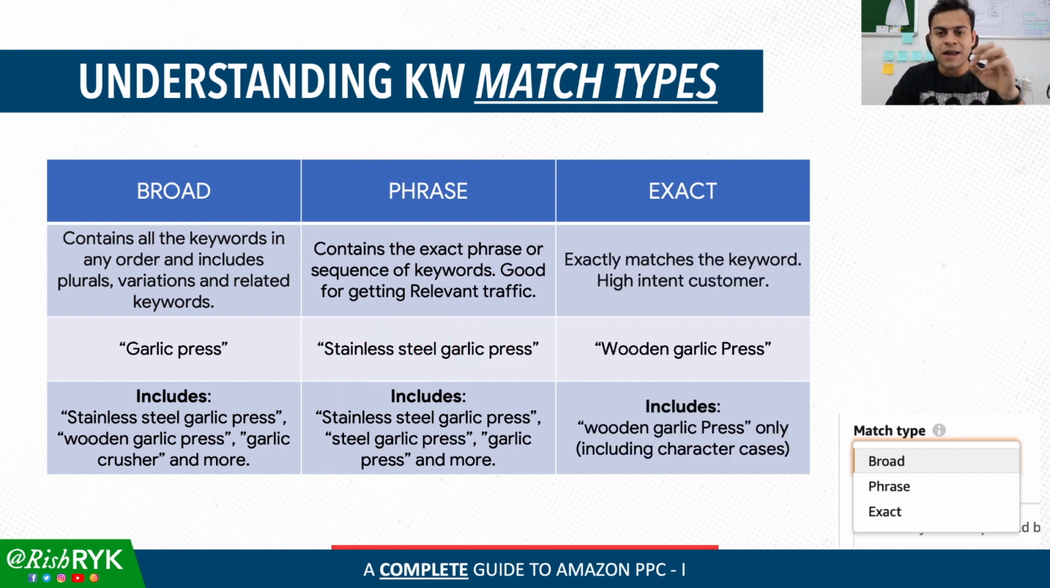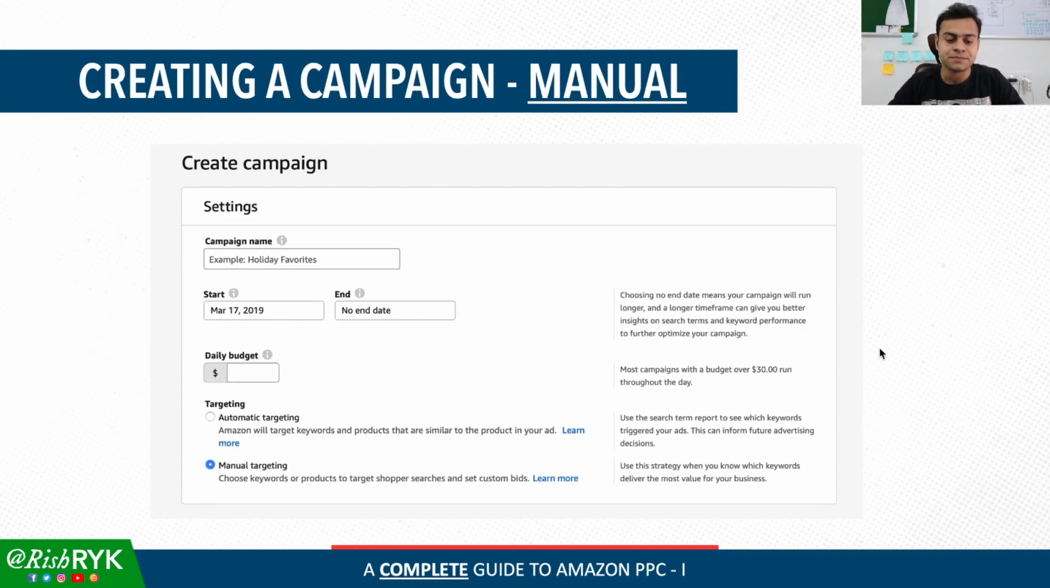The third type of match type is called exact, and that's what it exactly means. That's funny. Anyways, if you set your keyword match type to exact, for example, let's say your keyword was wooden garlic press, and you set it to an exact match type, then your product would only show up when somebody searches for wooden garlic press and nothing else. So those are the three match types that you really need to understand before you start your manual campaigns.